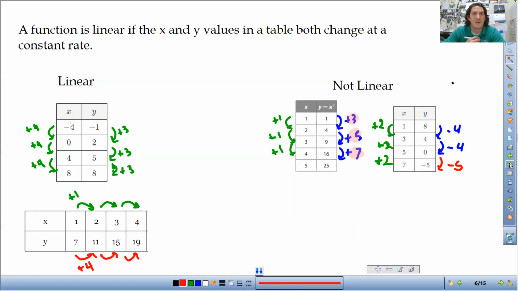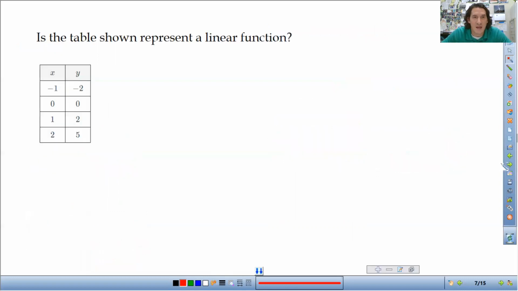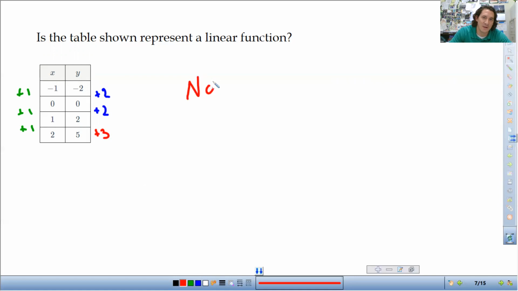So let's look at a few examples. Is the table representing a linear function? So -1, 0, 1, 2. So the pattern here, they all increase by 1. So plus 1, plus 1, plus 1. On the y side, it goes plus 2, plus 2, plus 2. And this one down here is different. It's plus 3. So not linear.